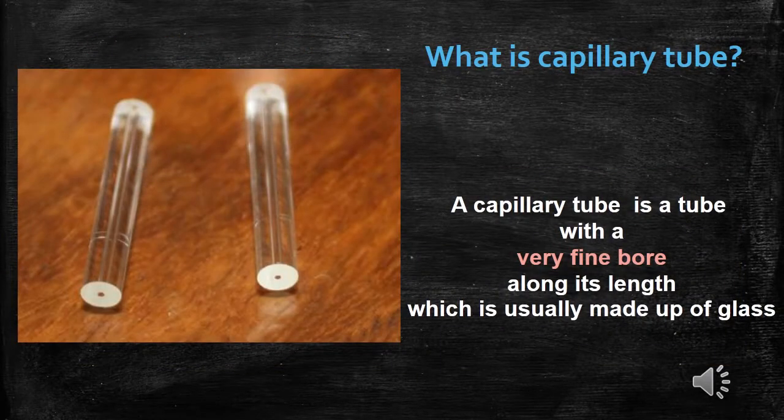Here we are going to use a special kind of tube called a capillary tube. You should know what a capillary tube is. A capillary tube is a tube with a very fine bore along its length, which is usually made of glass. It is available in the physics labs.